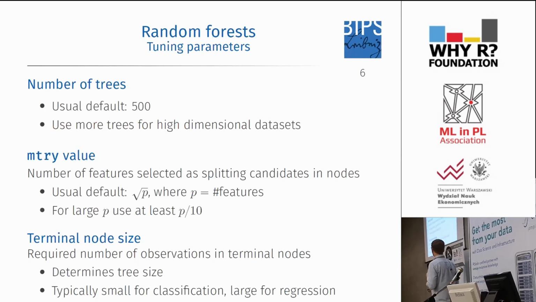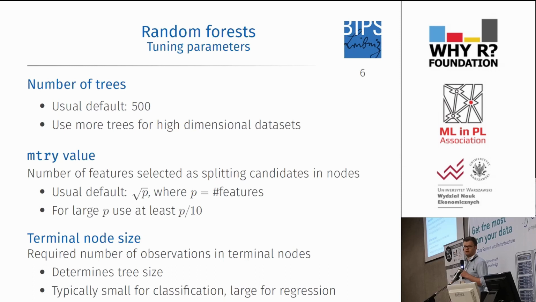So you have several parameters, just a few of them. Whether they're really tuning parameters, we will discuss later. You have a number of trees. By default, this is 500. And usually you increase the number for high dimensional data sets. You have the mtry value, I just described what it is. The default in some packages is the square root of the number of variables, but it can differ in other implementations.